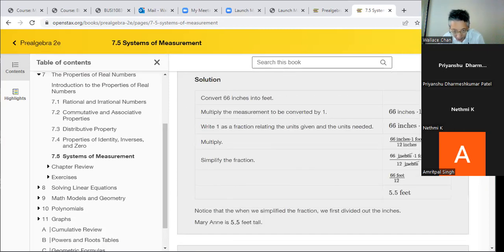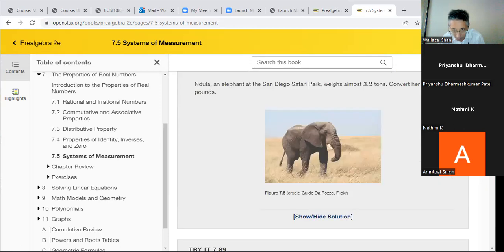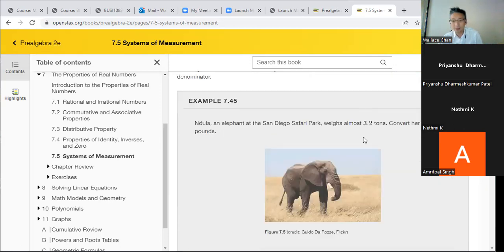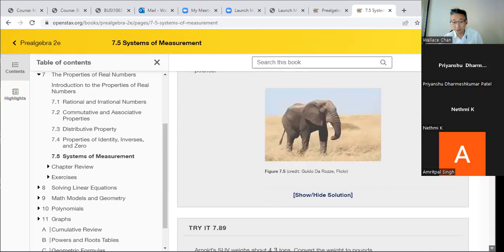So now you have 3.2 tons. That means you multiply 3.2 by 2,000. So what is your answer? 6,400. Okay, how about Nafmi? Do you get the same answer? Yes. How about Henry Paul?